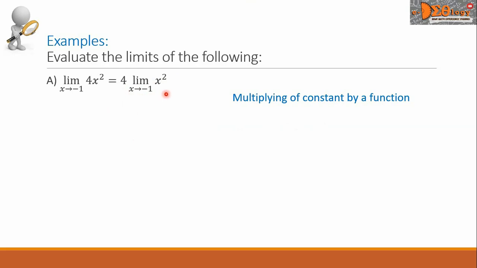Let us now evaluate the limit by substituting this -1 to the variable x. So we have -1 squared times 4. The square of -1 is +1, and 1 times 4 is 4. This is our final answer.